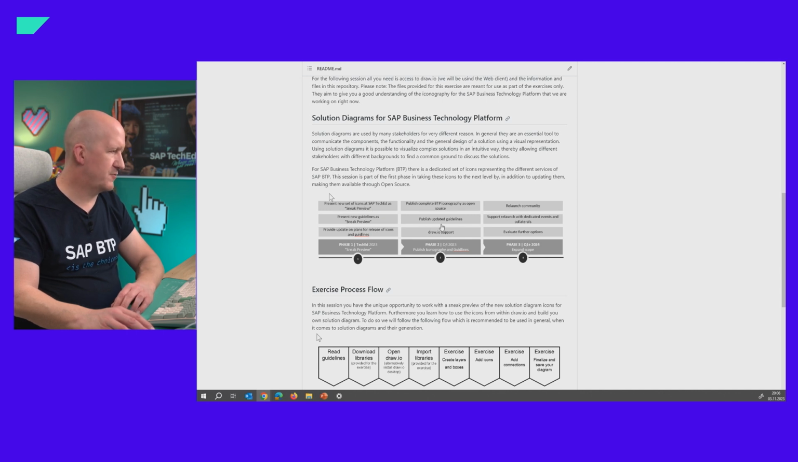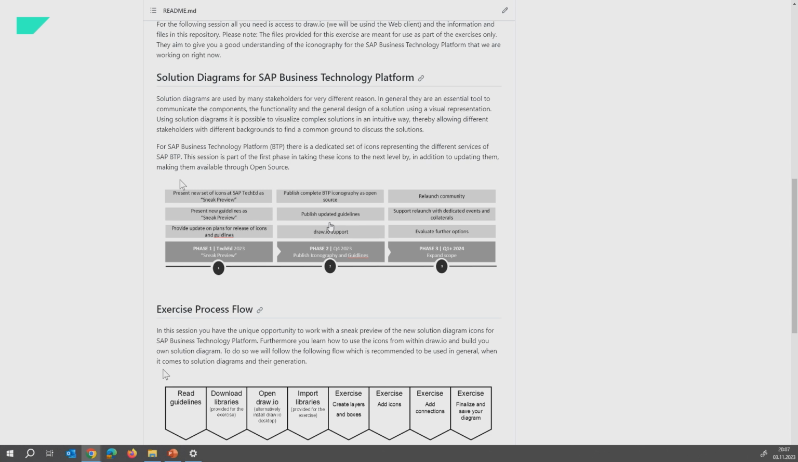Then the next thing that we hope to finish in Q4 is to publish the BTP iconography as open source. And I cannot stress this enough, when we talk about the solution diagrams and the iconography, we are talking about the Business Technology Platform. So you will find all the service icons that comprise the Business Technology Platform. Everything you will find in the service catalog, you will find in this publication of the icons.